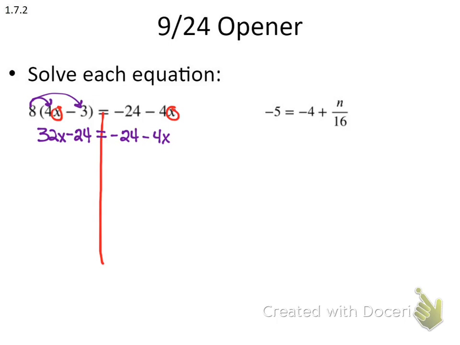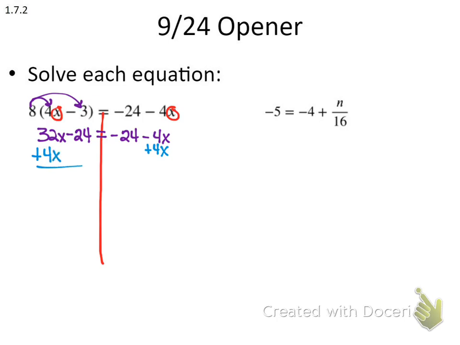Why am I picking on the little guy? Easier to do. Because I want to get the variables where? It doesn't have to be the left side, but I want to get the variables on the same side. So what's my little guy here? -4x. So how do I get that from the right side to the left side? Add 4x. That is correct.